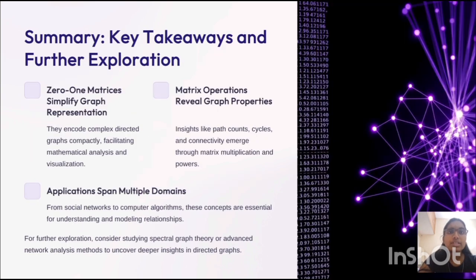Summary. So, key takeaways and further exploration. So, 0, 1 matrices simplify graph representation. They encode complex directed graphs compactly, facilitating mathematical analysis and visualization. Matrix operations reveal graph properties. Insights like path counts, cycles, and connectivity emerge through matrix multiplication and powers. So, applications span multiple domains, social networks to computer algorithms. These concepts are essential for understanding and modeling relationships. Further exploration: consider studying spectral graph theory or advanced network analysis methods to uncover deeper insights in directed graphs.